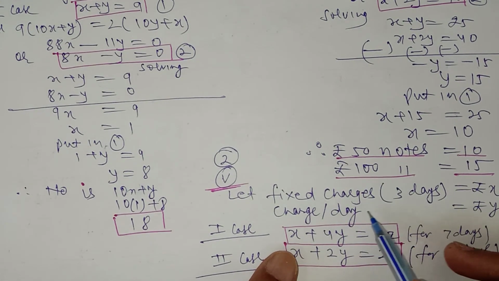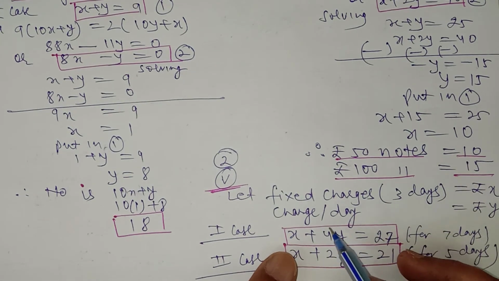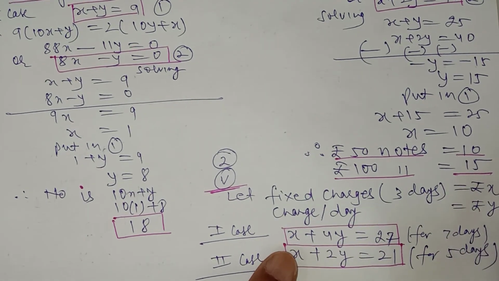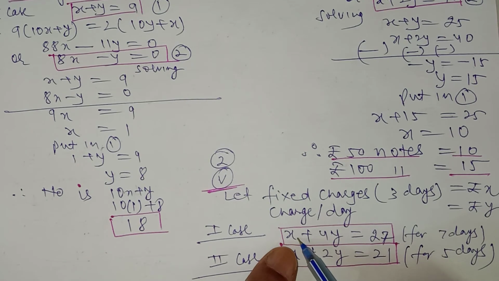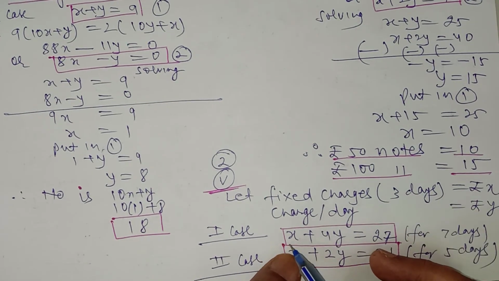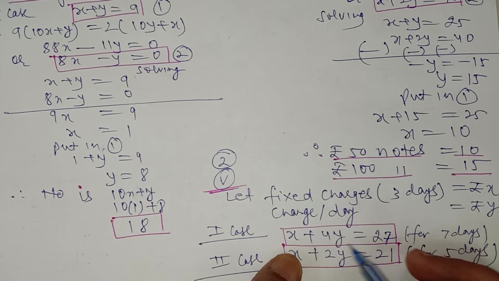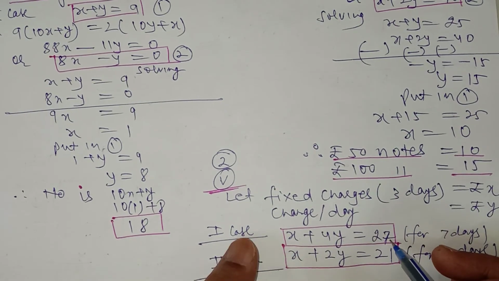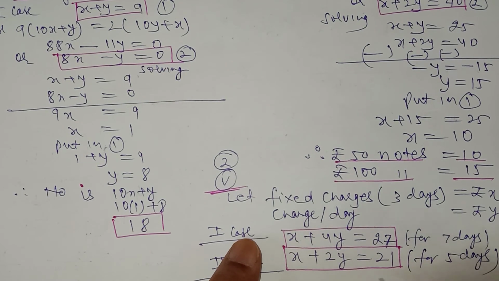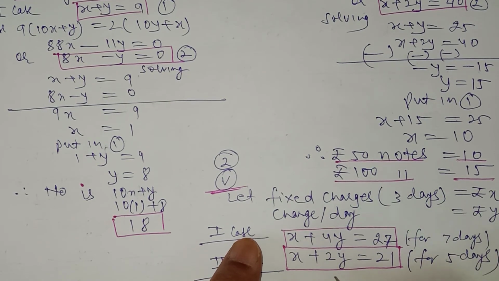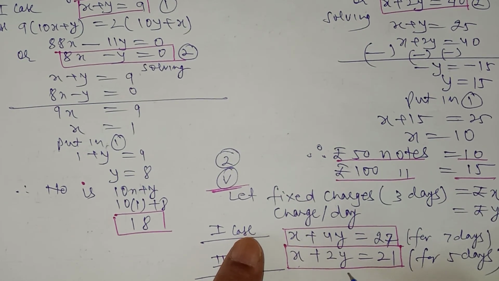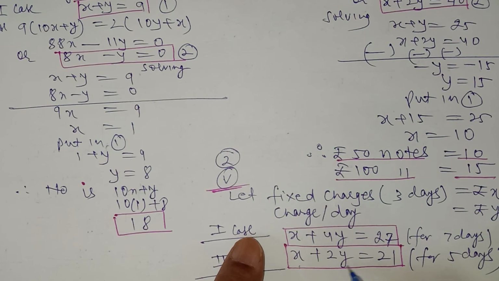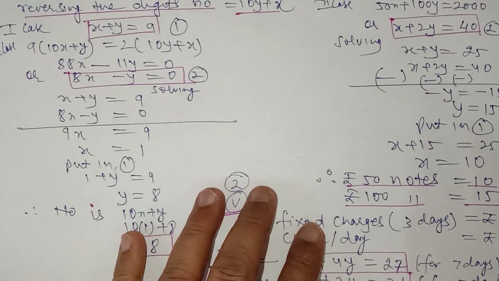So I've let the fixed charge for 3 days be rupees x and the charge per day for the book be rupees y. In the first case, for 7 days the charge will be x for the first 3 days and 4y for the remaining 4 days, and it comes out to 27. Similarly, for 5 days he is paying rupees 21, which means he pays x for 3 days and 2y for the remaining 2 days, because the charge per day is rupees y. The total he is paying is 21. So these are the two equations.